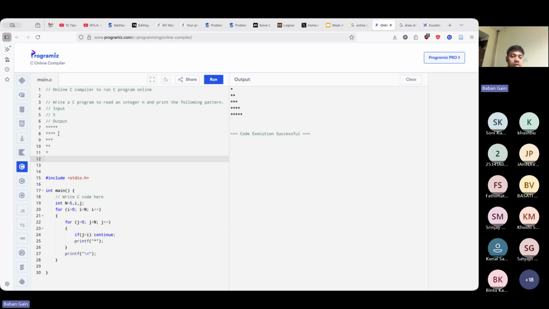Inverted pattern. So like this. How to get that? J greater than or equal to I. J greater than or equal to I. No, I don't think that is going to work. See.